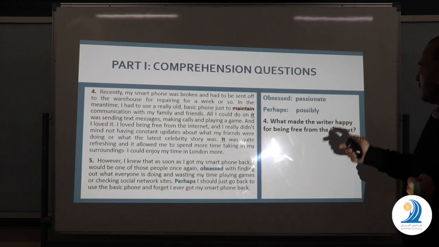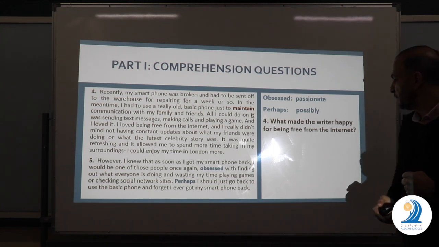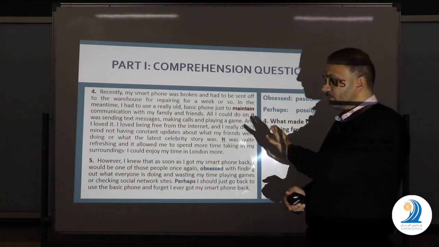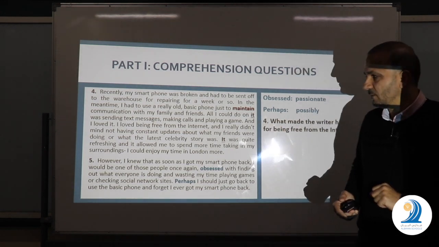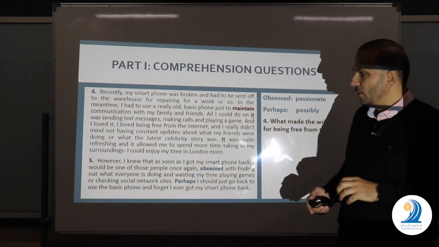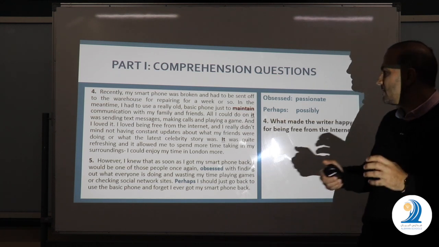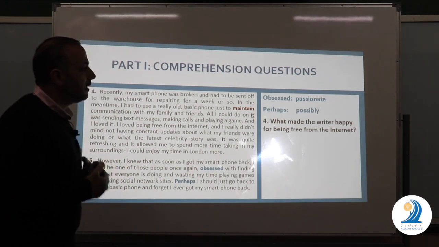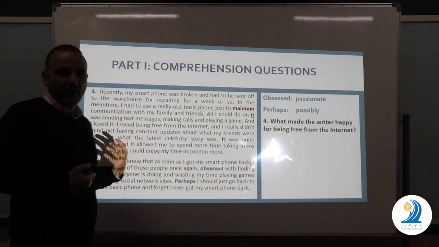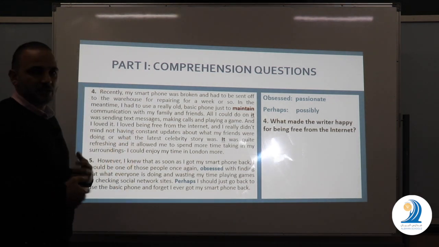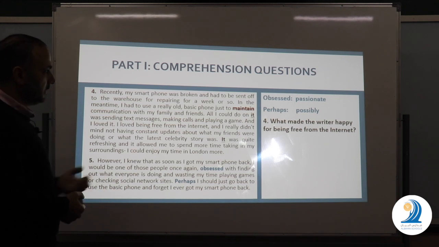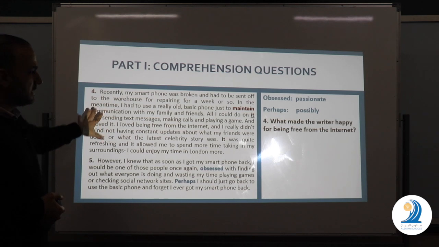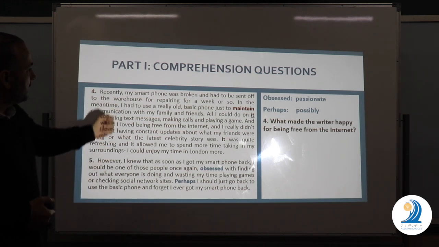Number 4. What made the writer happy about being free from the internet? If you still remember, when we discussed our paragraphs concerning the mobile phone, we saw that the writer lives two ways, two styles of life, with his old mobile phone and the new one, which is the smartphone. What made the writer happy in this paragraph?